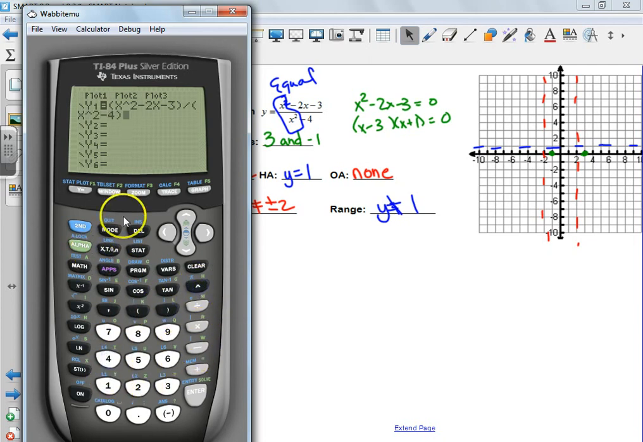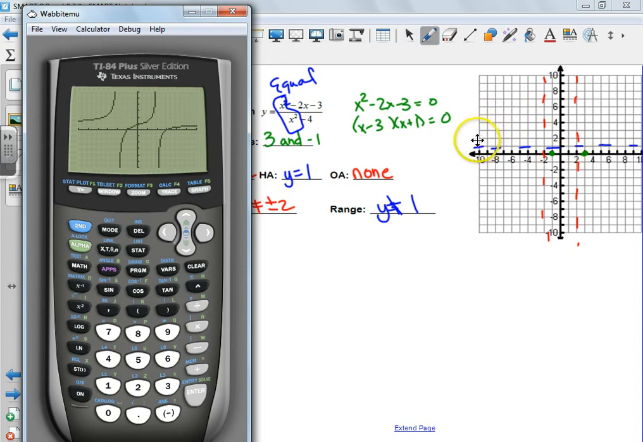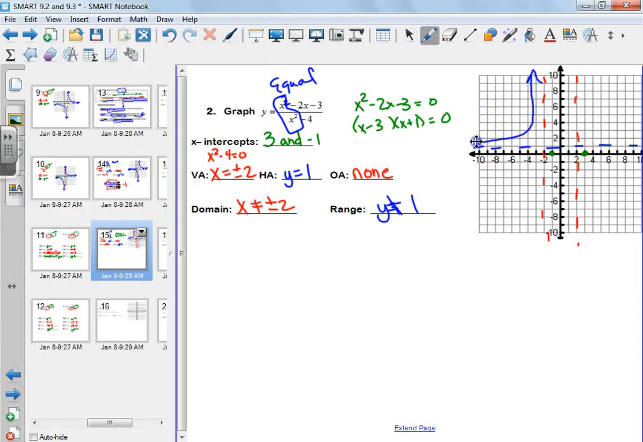And of course you're going to use your table to get some good points, but I'm just going to go ahead and kind of cheat using this. Ooh, that's lovely. So, looks like this guy has a branch up here. Oh, that's not good, sorry.